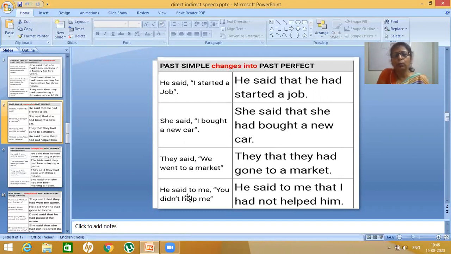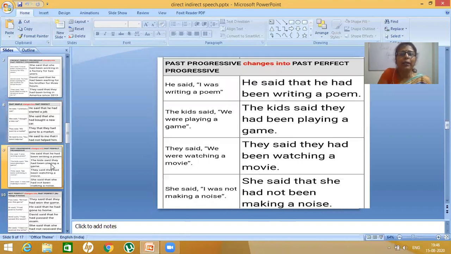He said to me, "You didn't help me." He said to me that I had not helped him. Again, "didn't," you can see the simple past, changes to "had not." So now the next slide.